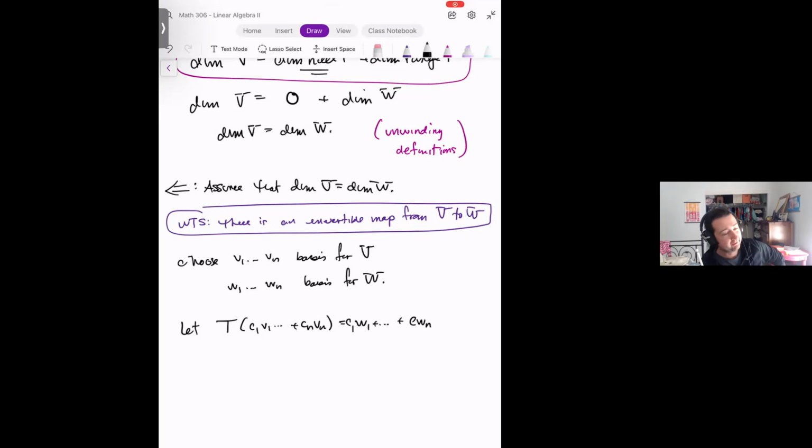Now, if you remember, the very first thing we did in chapter 3 was show that this map right here was well defined. So if you look back at Theorem 3.5, we actually built some of the properties of this map.